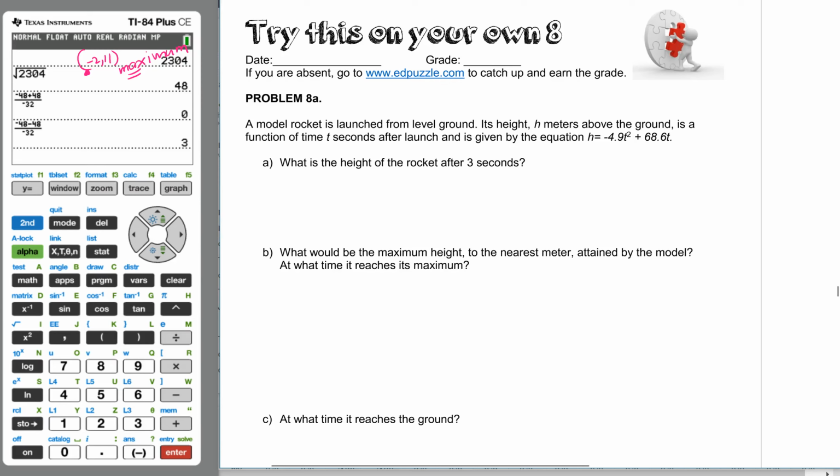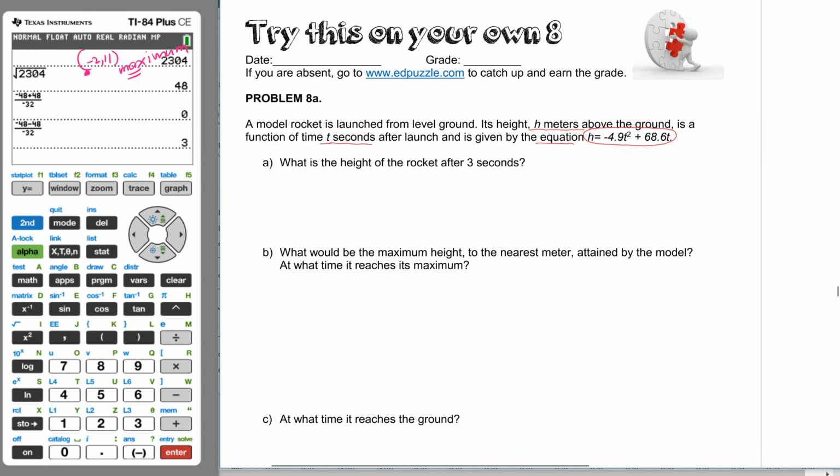Let's work now and try this on your own, problem 8. Problem 8a. A model rocket is launched from level ground. Its height, h meters above the ground, is a function of time t seconds after the launch and is given by the equation negative 4.9t squared plus 68.6t.